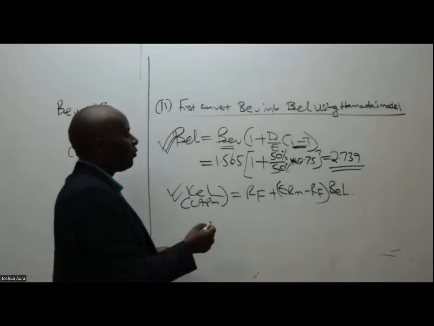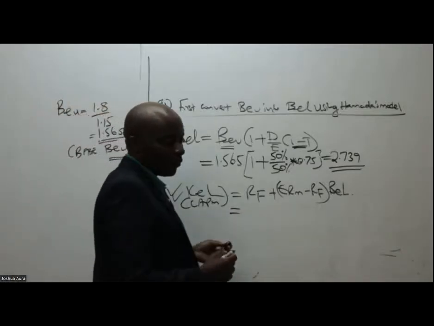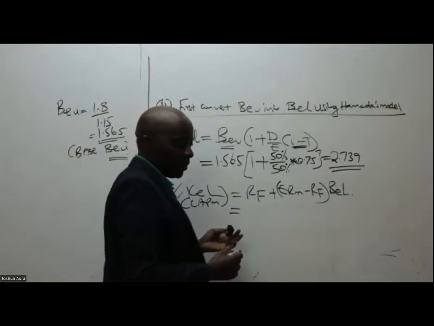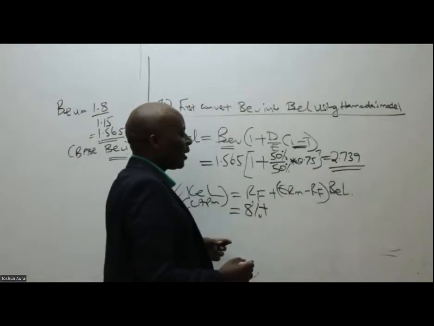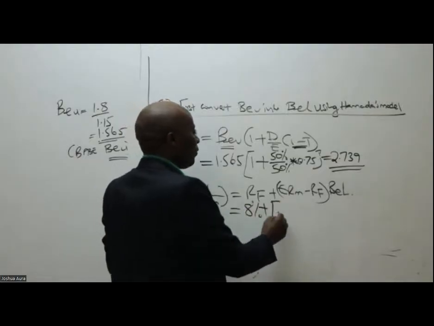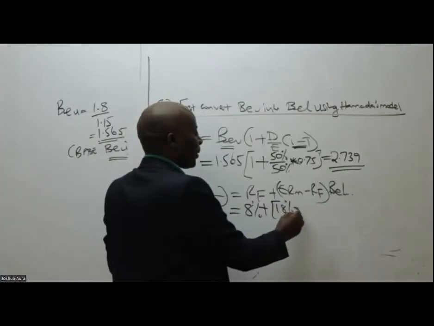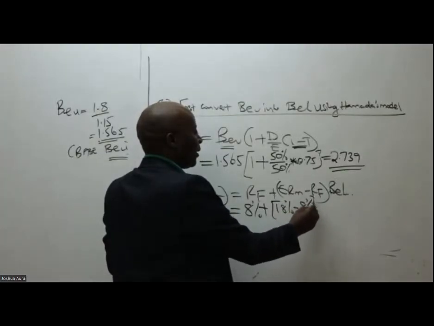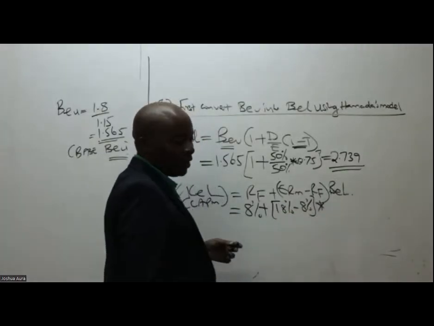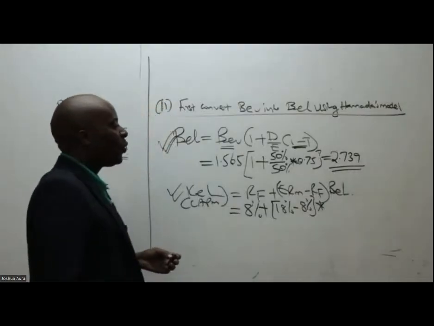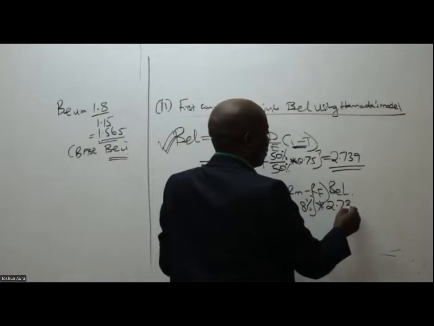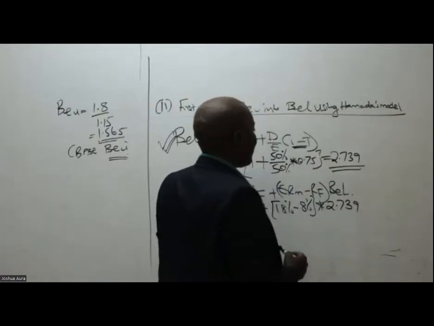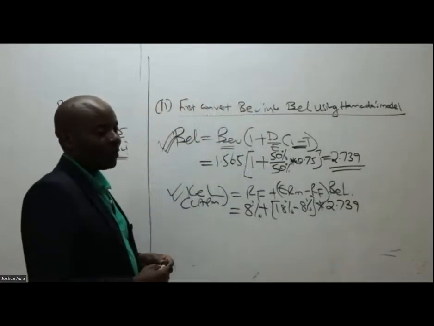So could you kindly give me this risk-free? What is the risk-free rate of return? You guys have given me these figures. It is 8%. So 8% plus the expected return of the market, which you gave as 18, minus 8%, multiplied by beta equity of the levered organization, which here is 2.739.